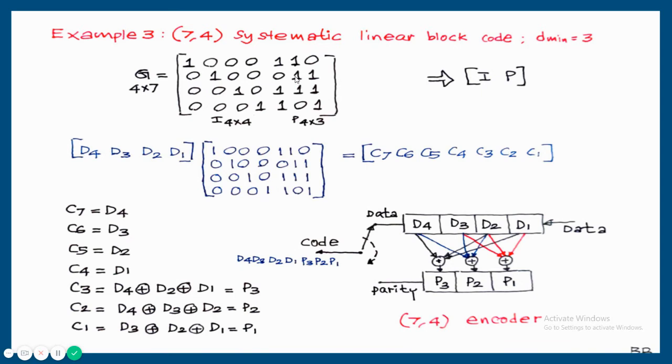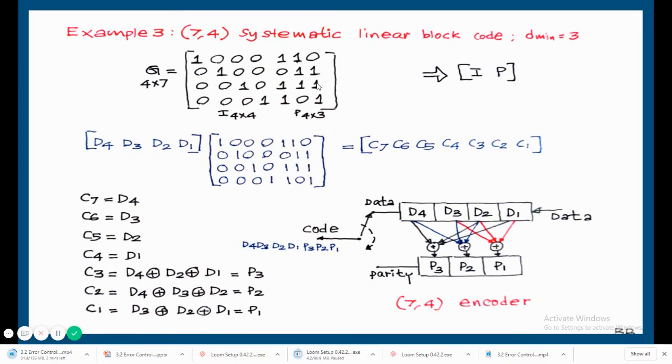The second condition: at least D minimum minus 1 ones are needed. D minimum is equal to 3, so 3 minus 1, at least 2 ones are needed. So 110, 011, 111, 101. These are the only 4 combinations possible. But for getting a different generator matrix, you can change the position of these rows. Like instead of starting with 110, you can start like this: 011, 101, 110, 111. That will give another generator matrix. So like that, different generator matrices can be obtained. This is just one example.